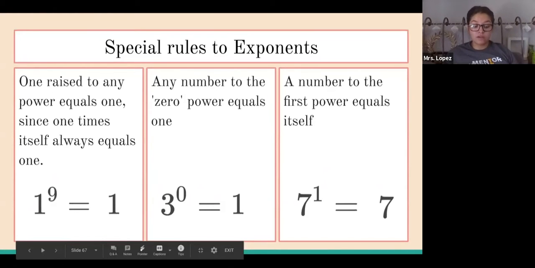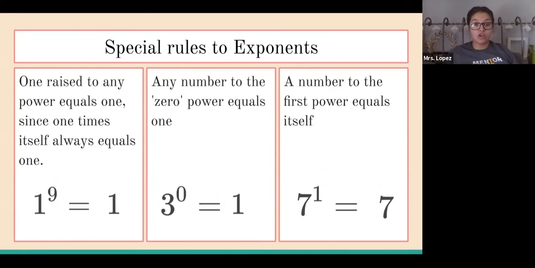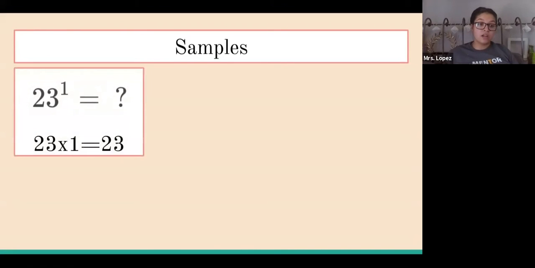We're going to go over some samples here. I'm going to show you, and then we're going to have you do it on your own, okay? So we have 23 raised to the 1, or the first power. What does that mean? So I want you to think about the previous slide and our rules. If you thought it is 23, you're right. 23 raised to the power 1 is 23.